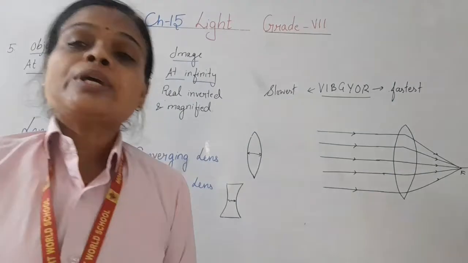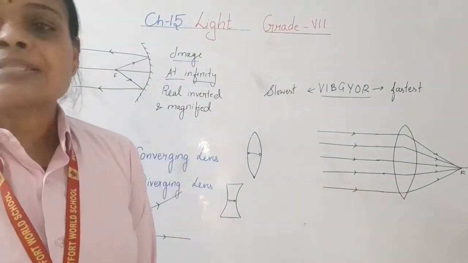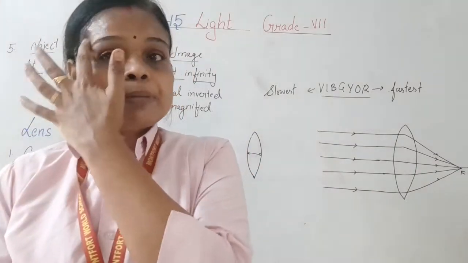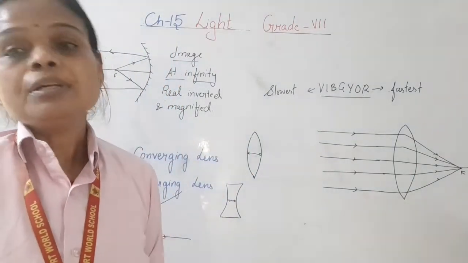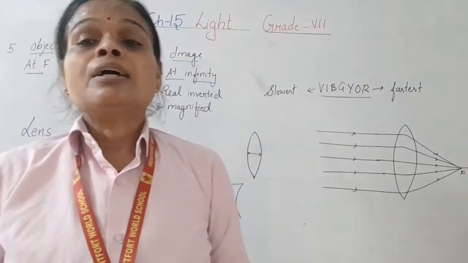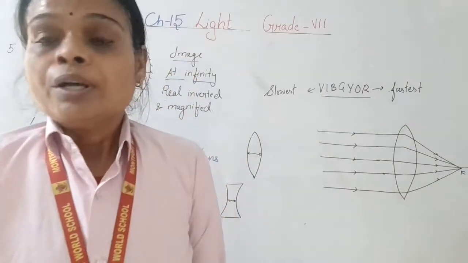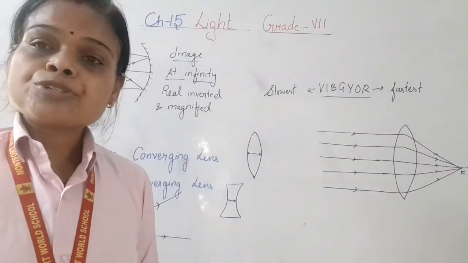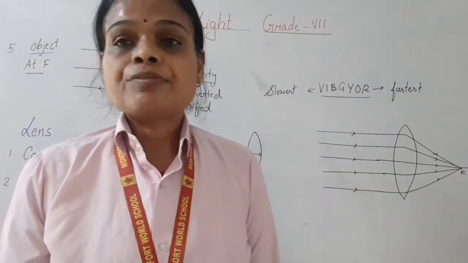Then, uses of convex mirrors. Convex mirrors are used in buses so that the driver can see the passengers who are coming from downstairs. They are used as rear view mirrors in vehicles like cars, Activas and bikes. Why are they used? Because they give a wider view of the road.